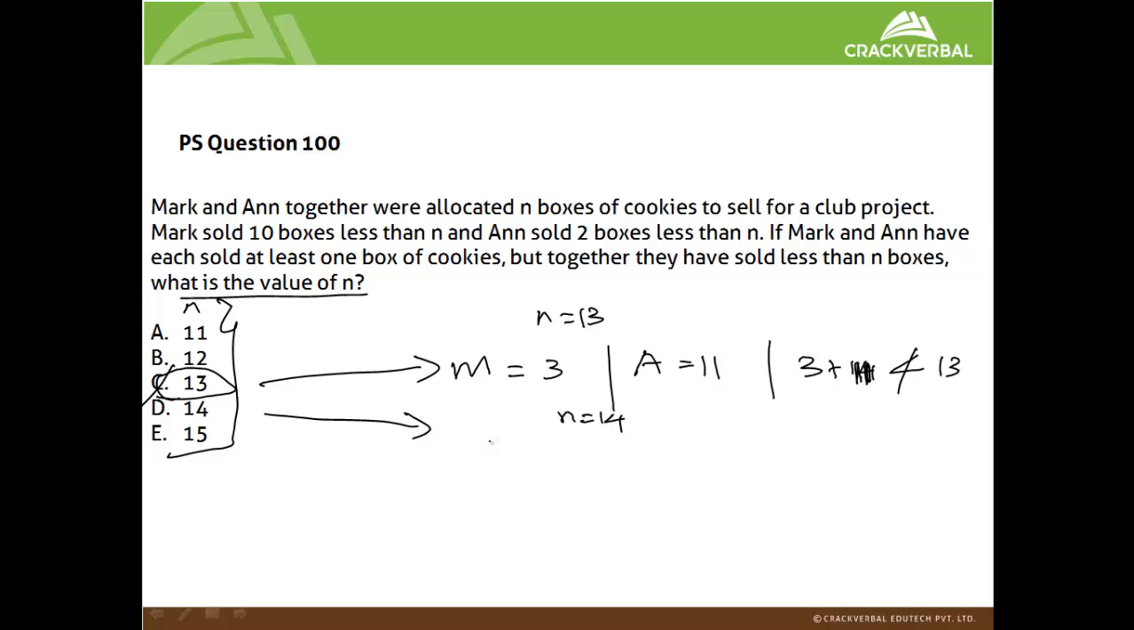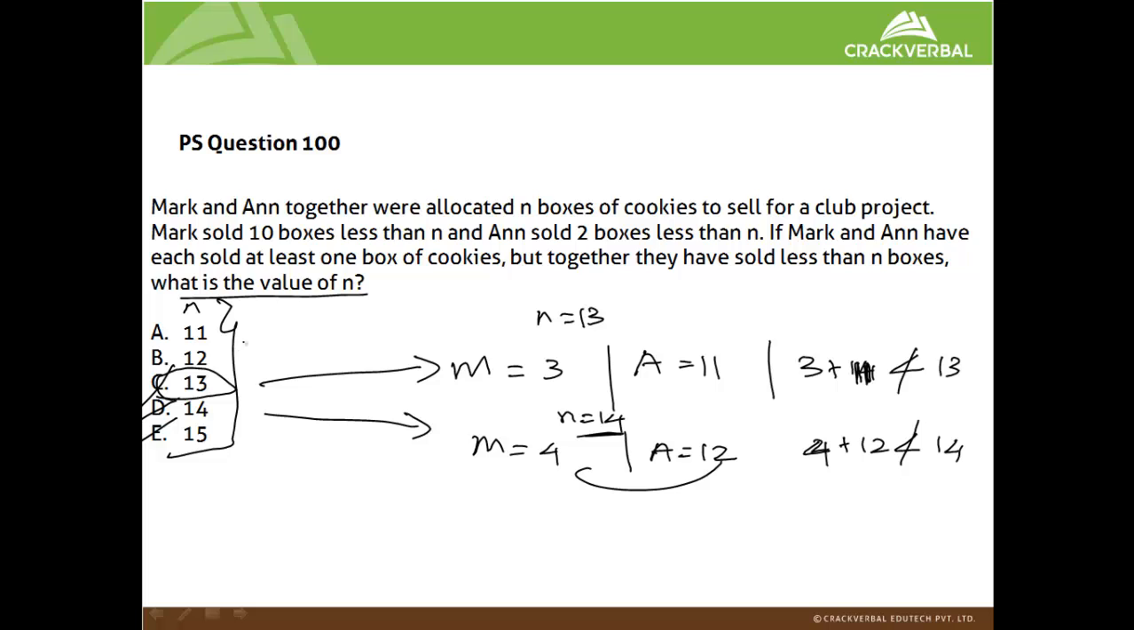If the value of n is 14, Mark sold 10 boxes less than n, so Mark sold 4 boxes. Whereas Anne sold 2 boxes less, so Anne sold 12 boxes. Both put together, they have sold 4 plus 12, which is 16, which is not less than 14. Both together have to be selling less than n, which is not matching the condition. Eliminate D. Now you can see that the value of both together is increasing, so in that case we can eliminate answer choice E as well.